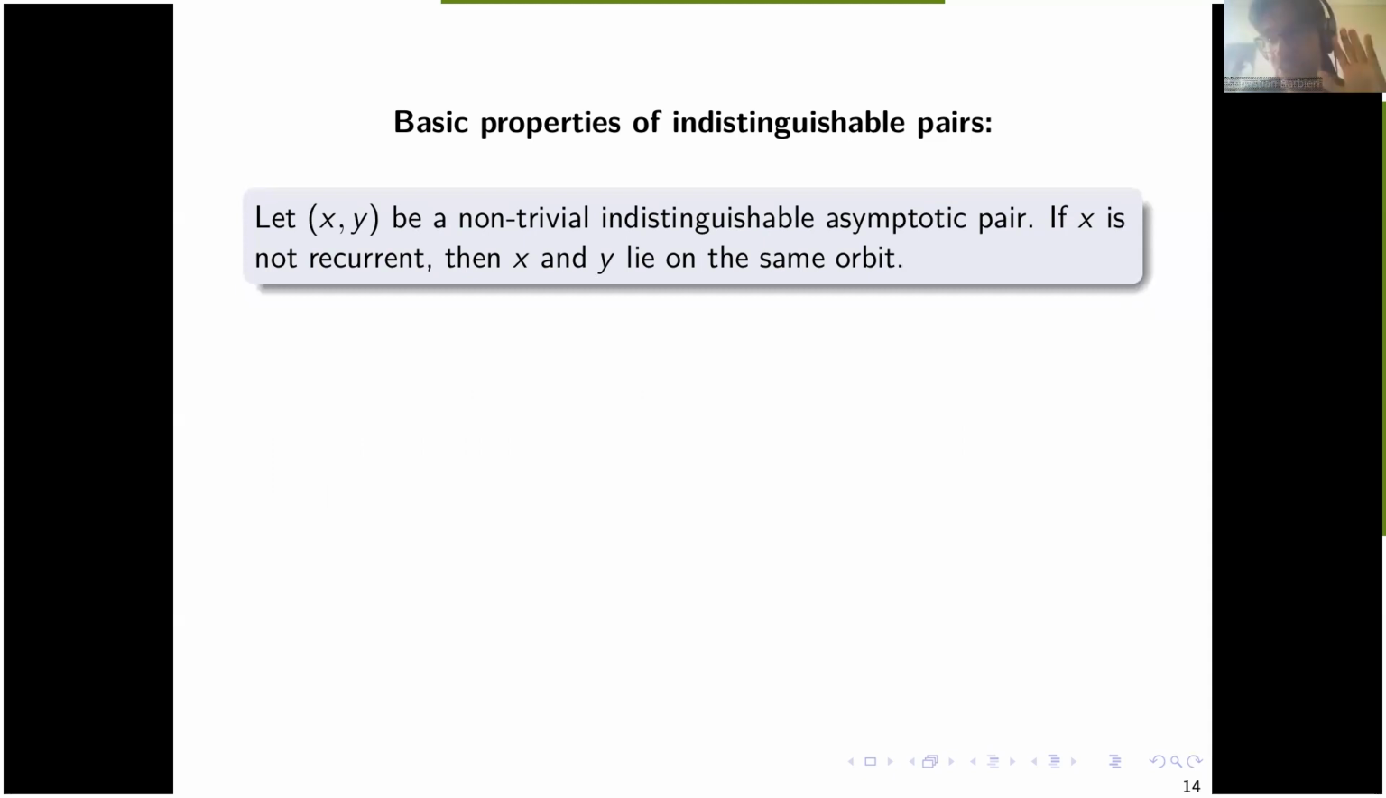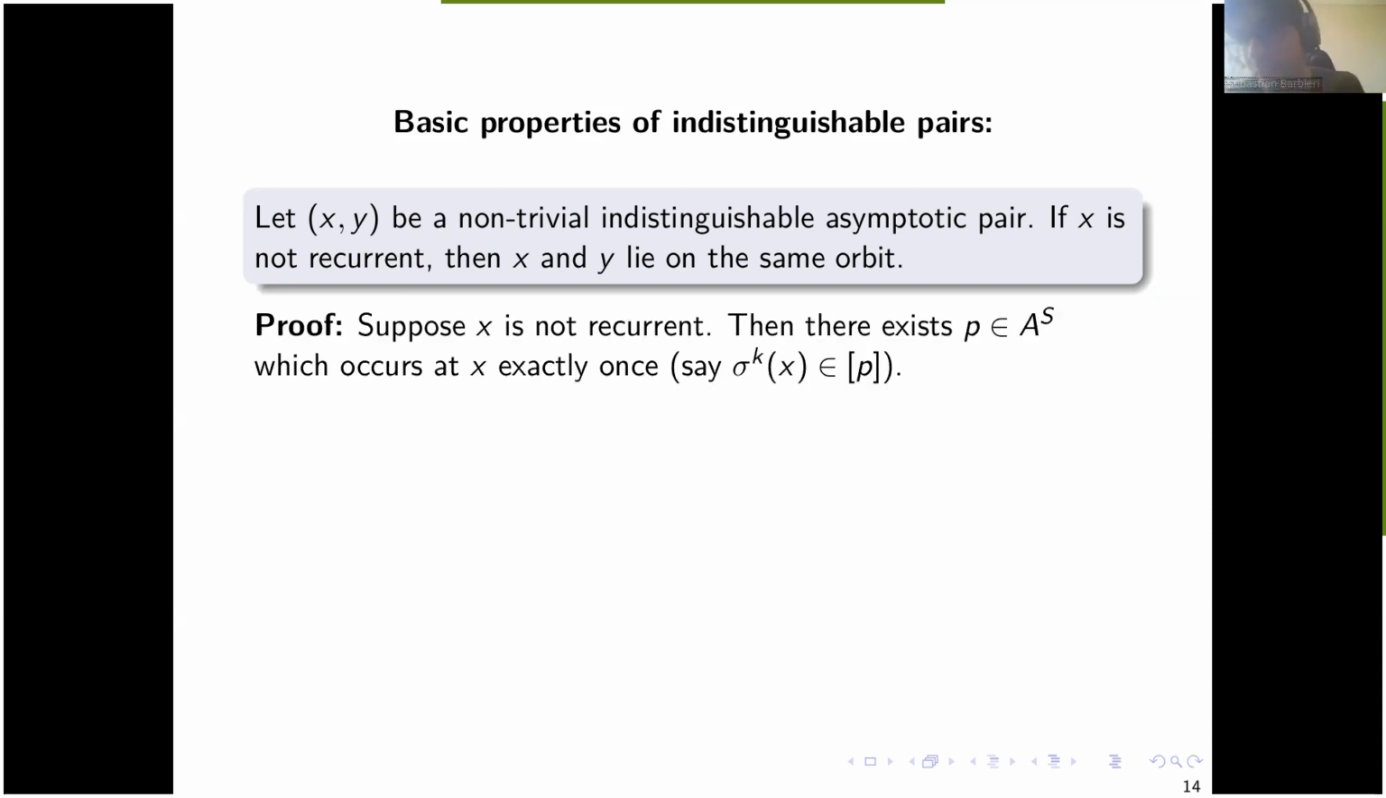Right, let me just show one of these things for a change. I'm going to show another property which starts giving me some structure. Remember that I said trivial pairs, X, X, are indistinguishable, and also indistinguishable asymptotic pairs which are on some orbit. And what one can show is that there's actually a great divide. If I take a non-trivial indistinguishable asymptotic pair, and one of these two configurations is non-recurrent, then they necessarily lie on the same orbit. That means that if I am going to get some non-trivial example, they are going to be recurrent.